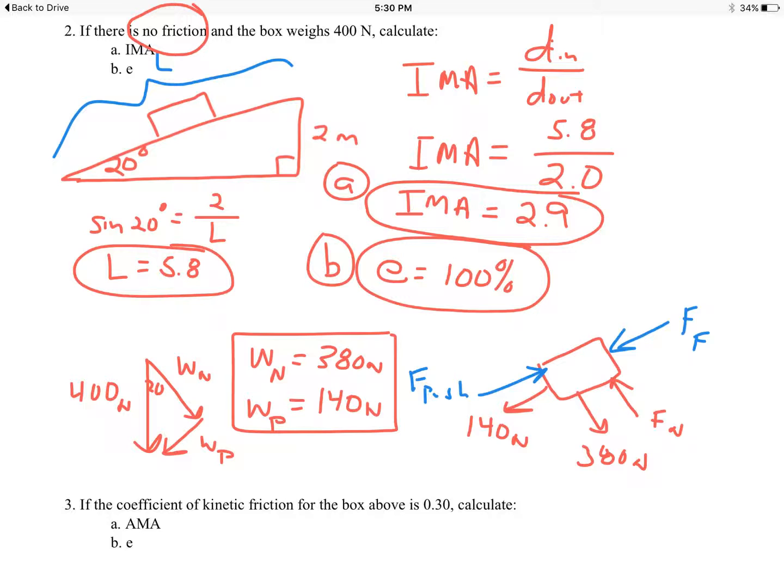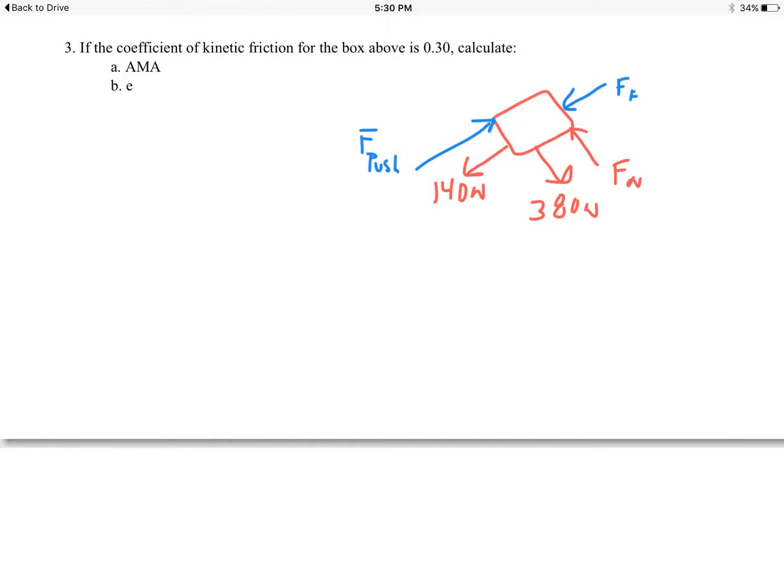All right, so now I have this set up. I've redrawn the diagram, and we need to find the AMA. The formula for AMA is your output force divided by your input force. The output force is the weight you're trying to lift. In this case, it was a 400 Newton box, but you're not using 400 newtons to lift it because you're using a simple machine. It typically lessens your force. But what is the force you're using in this case? It's the force of your push.